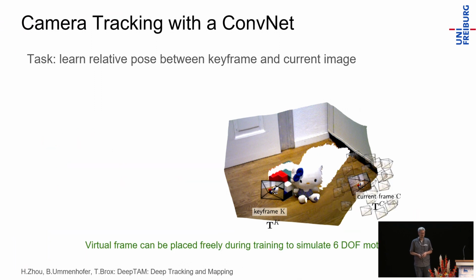Another big advantage is that we have this virtual frame, and we can place it wherever we want. We do this during training. Because we can simulate all the motions we want, this greatly reduces motion biases that you usually have in your data set.